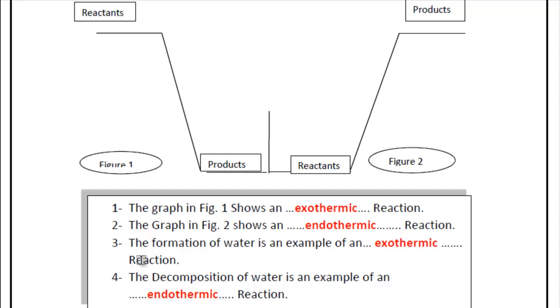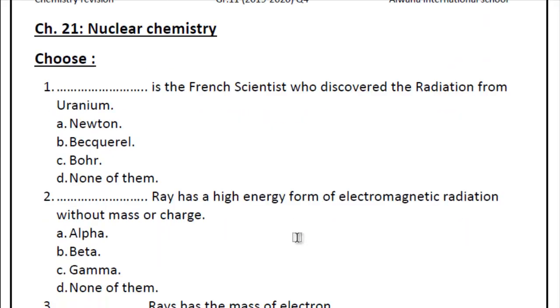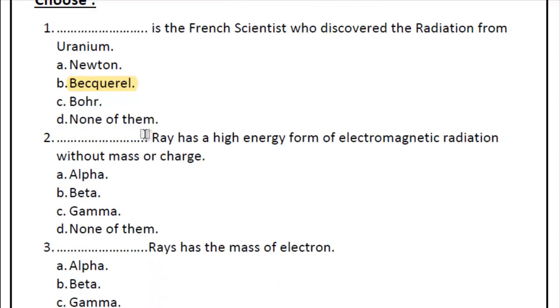And question number 3, the formation of water is an example of an exothermic reaction, while the decomposition of water is an example of an endothermic reaction. Chapter 21, nuclear chemistry. It shows the French scientist who discovered the radiation from uranium, called Becquerel.